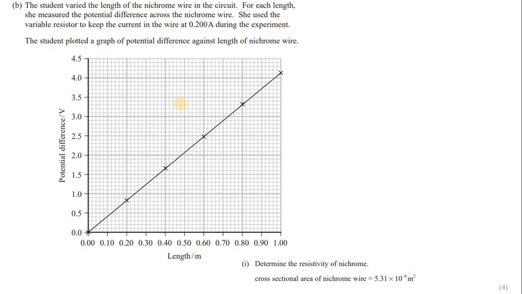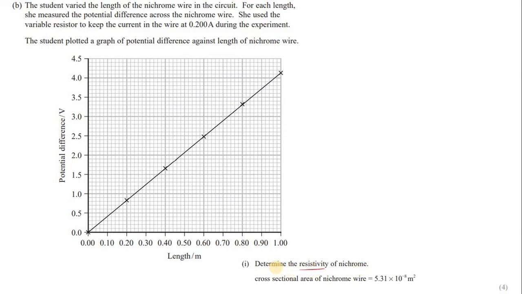The student varied the length of the nichrome wire in the circuit. For each length, she measured the potential difference across the nichrome wire. She used the variable resistor to keep the current in the wire constant at 0.2 ampere. During the experiment, the student plotted the graph of potential difference against length. So we have V against length. Determine the resistivity of nichrome. The cross-sectional area of the nichrome wire is given. We need to find resistivity.